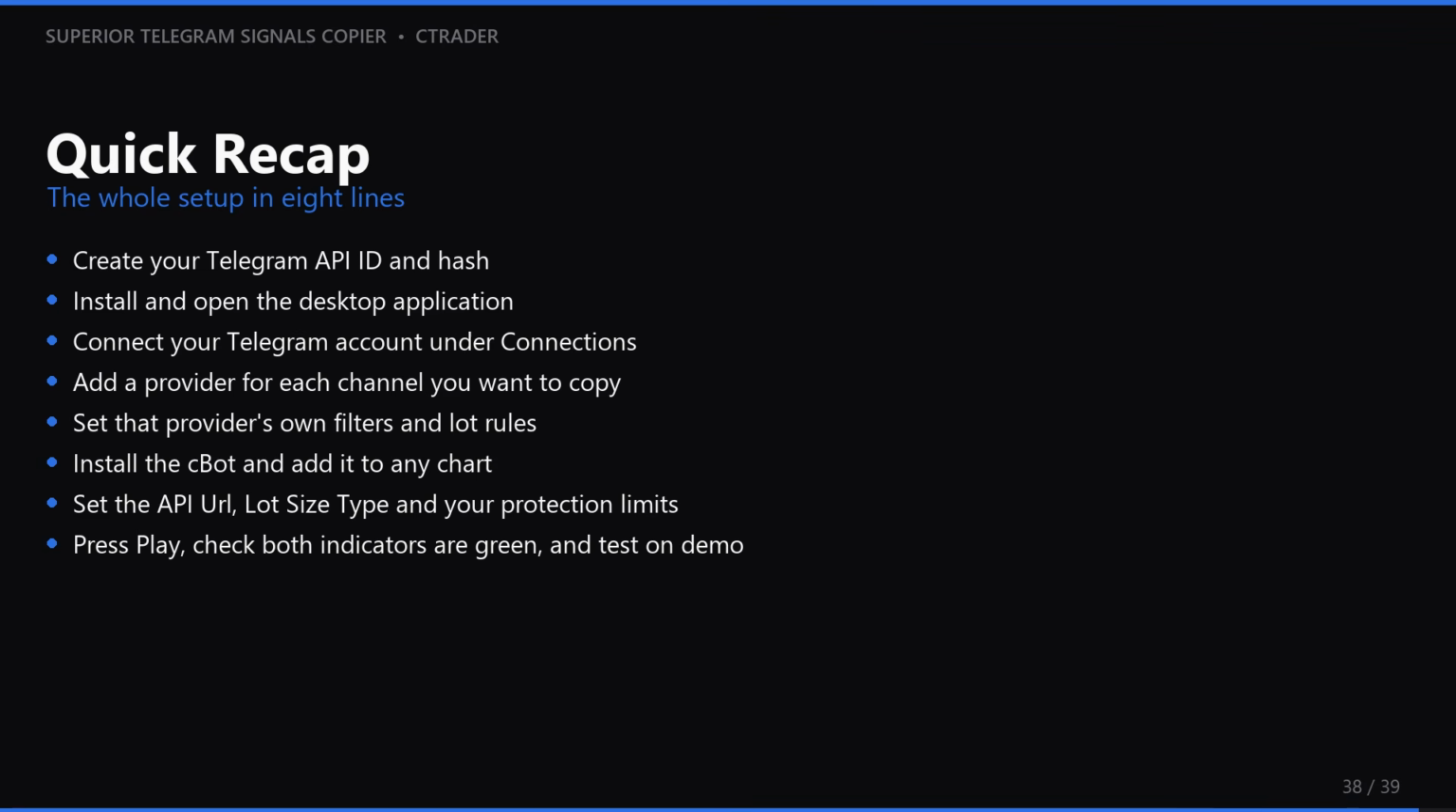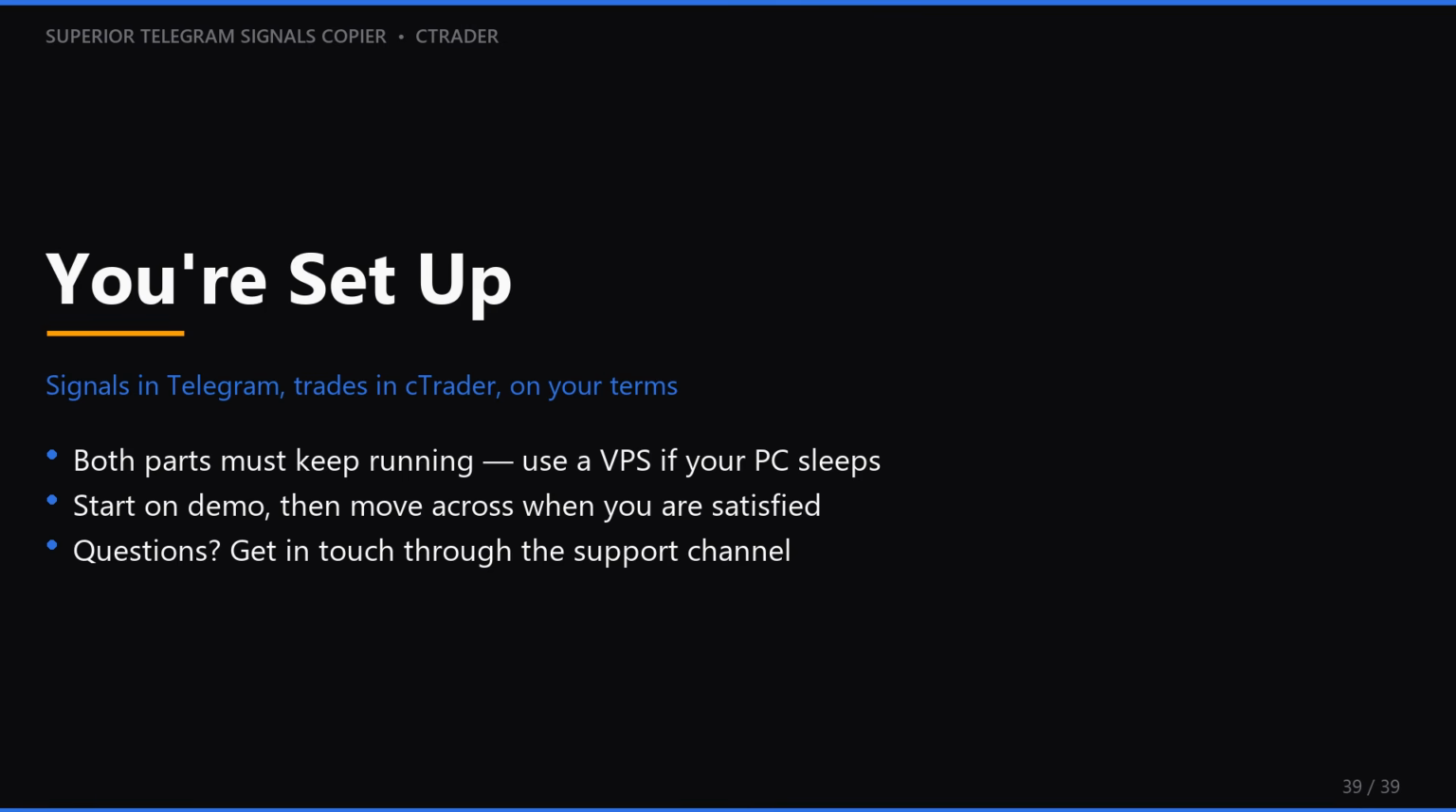Let us recap the whole thing. Create your Telegram API ID and hash. Install and open the desktop application. Connect your Telegram account under Connections. Add a provider for each channel you want to copy, and set that provider's own filters and lot rules. Install the cBot, add it to any chart, and set the API URL, the lot size type and your protection limits. Press play, confirm that both status indicators are green, and then test the whole chain on a demo account before you use real money. That is the complete setup.